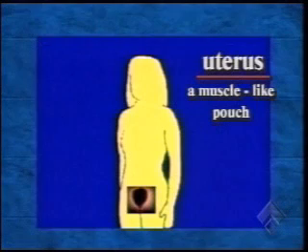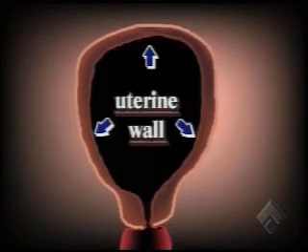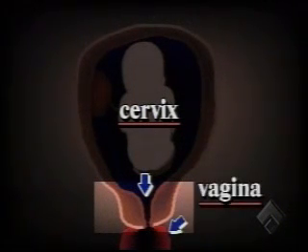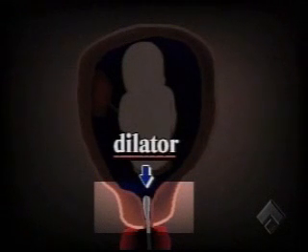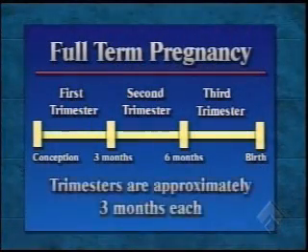This is a muscle-like pouch, about the size of the woman's fist. It expands as the pregnancy develops. The inside surface of the uterus is called the uterine wall. It forms a cavity where the placenta, amniotic sac, and fetus grow. The opening at the base of the uterus is called the cervix and is at the top of the vagina. The cervix is surrounded by muscle that is stretched or dilated to allow the products of conception to pass out of the uterus. Pregnancy is divided into 3 time periods called trimesters, which are about 3 months each.